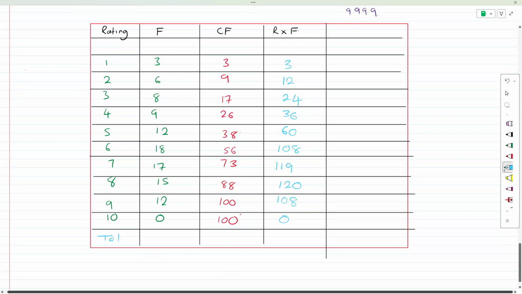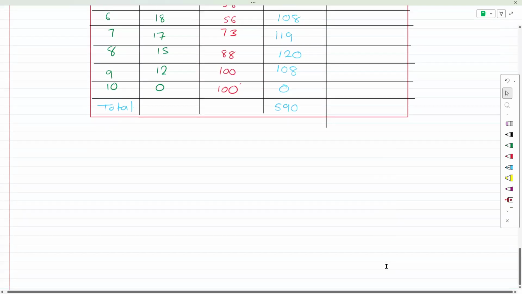And this is the total. Add up all together. When you add all together, this should be 590, unless I made a mistake, which I hope I didn't. But if I did, we're in trouble. So 590 is the total, and that's all.